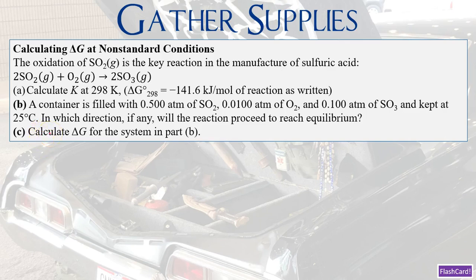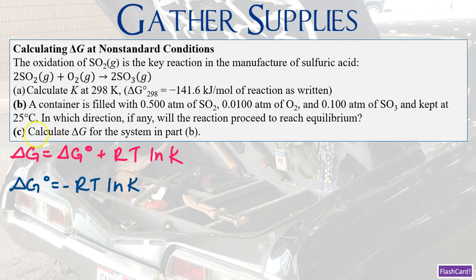We got to go ahead and get our non-standard expression. Then we're going to go ahead and start with letter A. So I have my non-standard conditions expression. But for letter A, I really won't have to use it because they simply want me to calculate K at 298 Kelvin. They gave me the delta G naught value. I already know what the temperature is. Of course, I know what the universal gas constant is. So what I can do is go straight into using my delta G naught expression here. That way I can solve for my K value.